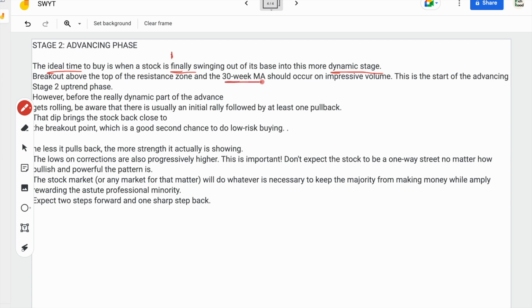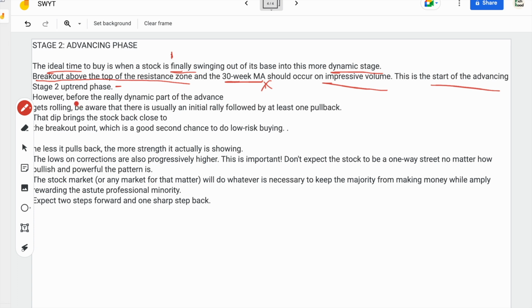See what he has written in the next. Again, he is using moving average, but for now, your focus should be on price action. Absolutely. So no moving average as of now. He says breakout above the top of the resistance zone, impressive volumes. He says this is the start of the advancing uptrend phase. But I'll show you on the live chart where this fails and you will also fail. And we'll talk about why it happens.